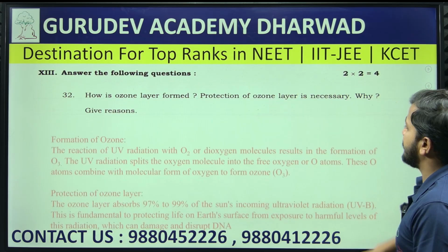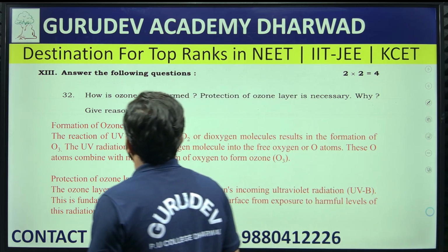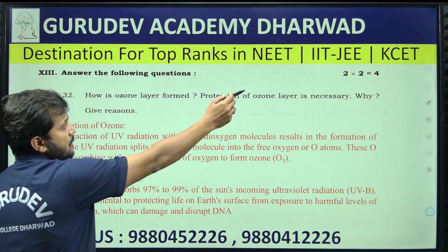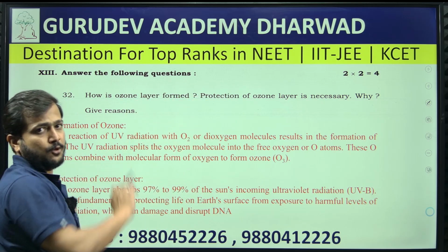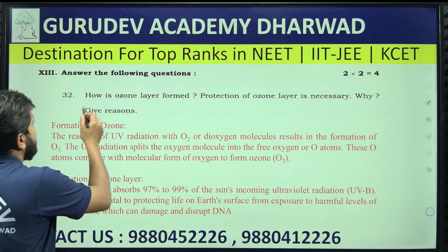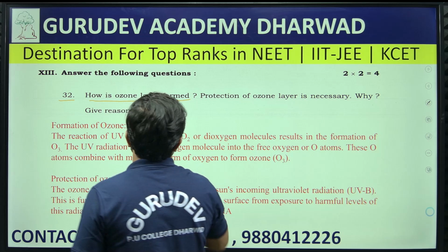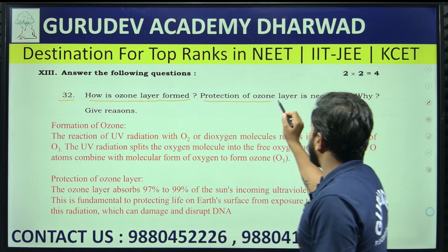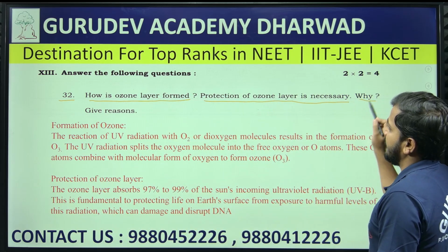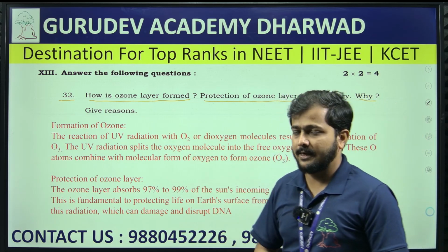The next question is again 2 into 2, the total is 4 marks, that is question number 32. How is the ozone layer formed? Then, protection of the ozone layer is necessary, and why? We have to give the reasons here.